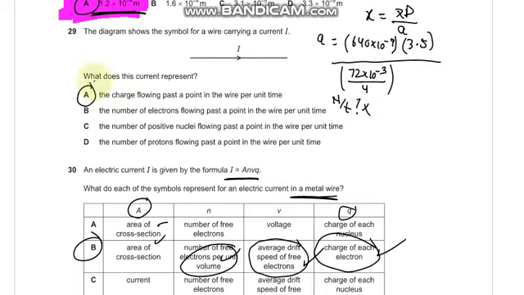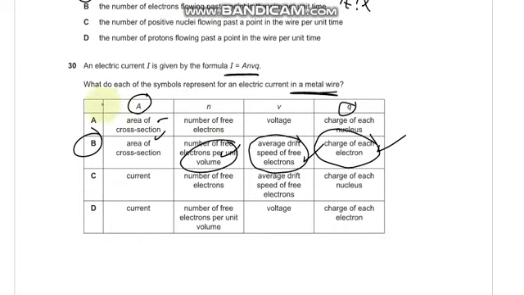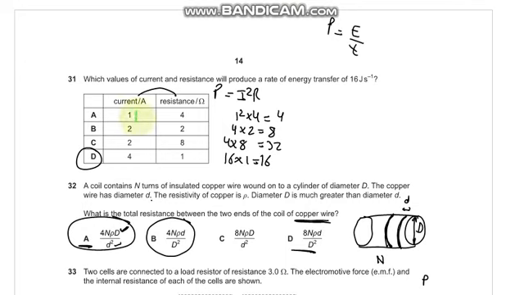Question number 29 says what represents current, so that is the charge flowing per unit time. Question number 30 says what does I is equal to nAvq represent, so B is the appropriate answer. That's a giveaway question. Question number 31 asks us to find the rate of transfer of energy, which is power. So what does power represent from here? Current into resistance, I squared R represents power, so D would be the appropriate answer.